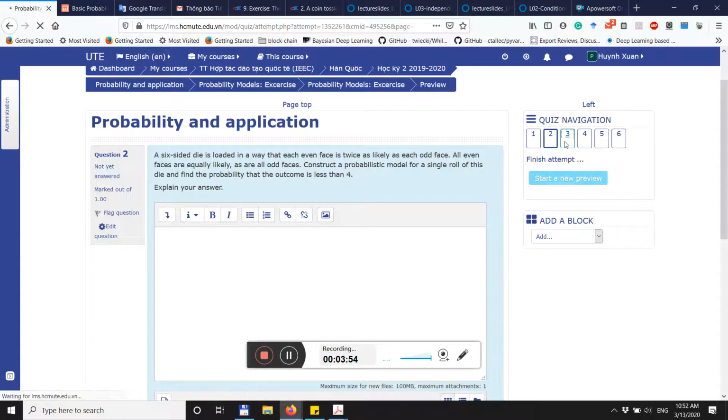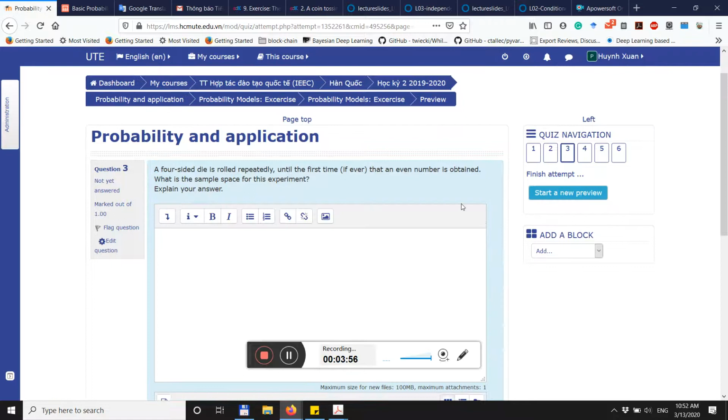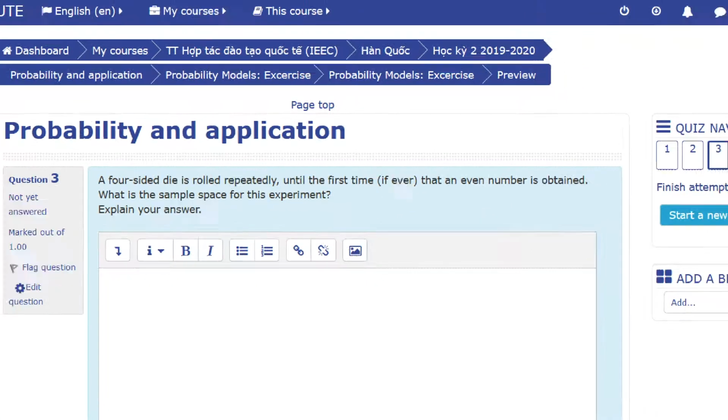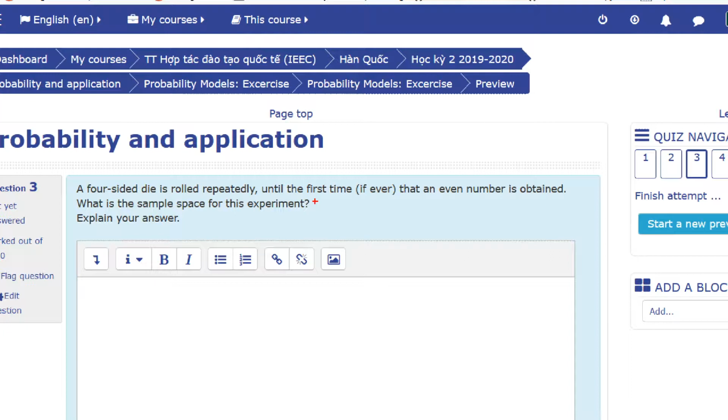Question 3. A four-sided die is rolled repeatedly until the first time an even number is obtained. What is the sample space for this experiment? So easy, just take x1 to xi, the events, and k.